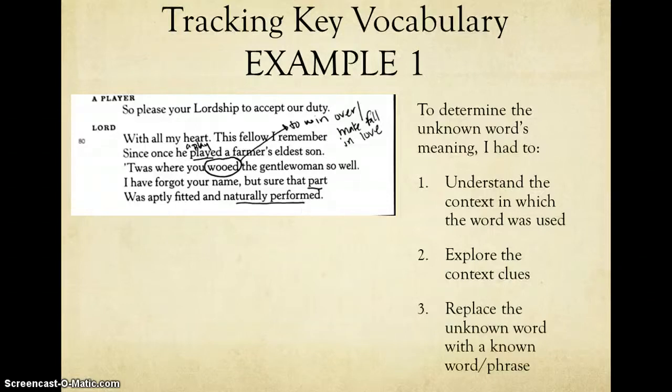The third step is to replace the unknown word with the known word or phrase. So it makes sense to say, 'twas where you won over the gentlewoman so well, or where you made fall in love the gentlewoman so well. Both of those phrases make sense, and this is essentially me checking my work and making sure that I've learned a new word. This is a great way to build your own vocabulary.